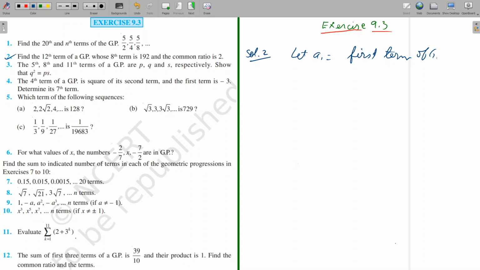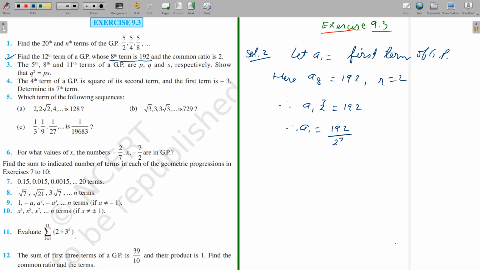And what is given? The 8th term is given to us, the 8th term is 192. Here a_8 equals 192, r equals 2. Therefore a_1 into 2 raised to n minus 1, where n is 8, so 8 minus 1, that is 7, equals 192. Therefore a_1 equals 192 over 2 raised to 7.